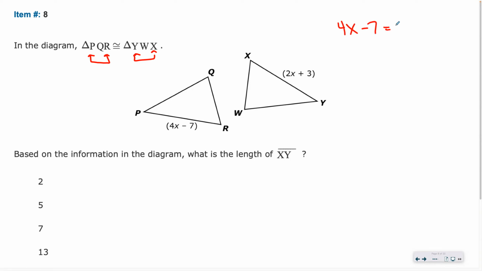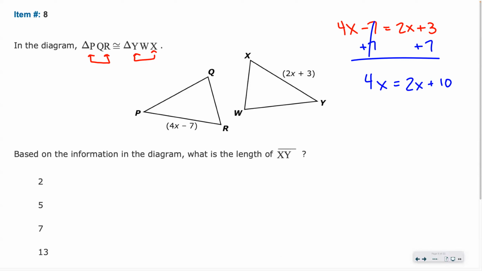4x minus 7 equals 2x plus 3. How would you solve from here? Add 7 to both sides. I don't want to do all those extra steps. 4x equals 2x plus 10. And now?